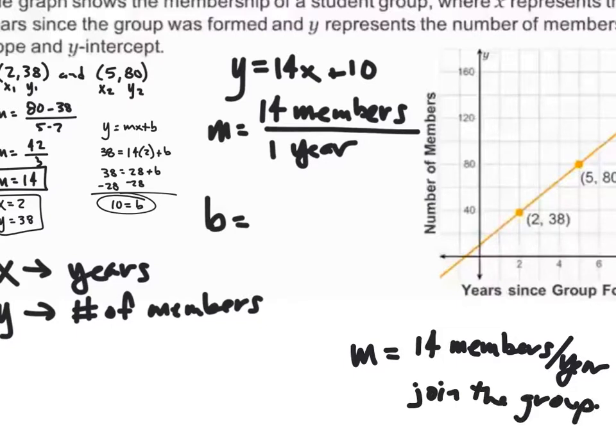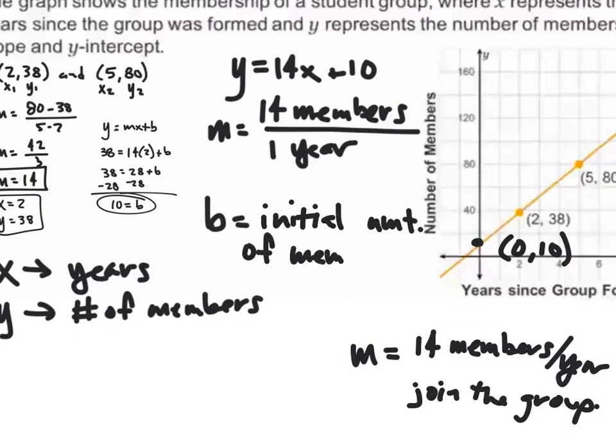And then your y-intercept is the value here, and remember that that's (0, 10). So (0, 10) represents the initial amount of members. You can also say that another way: you could say that b is the 10 members that started the group.